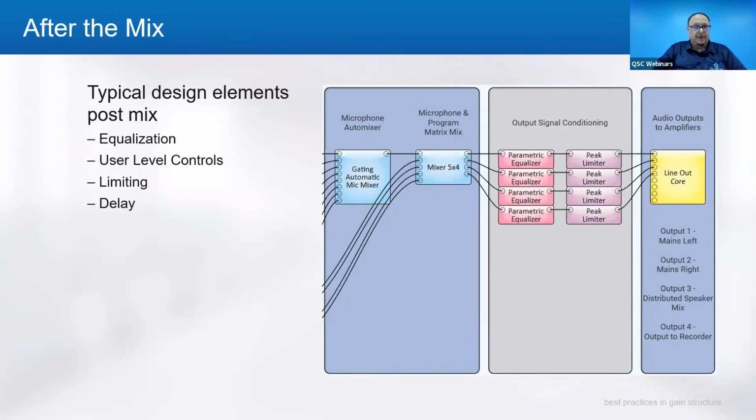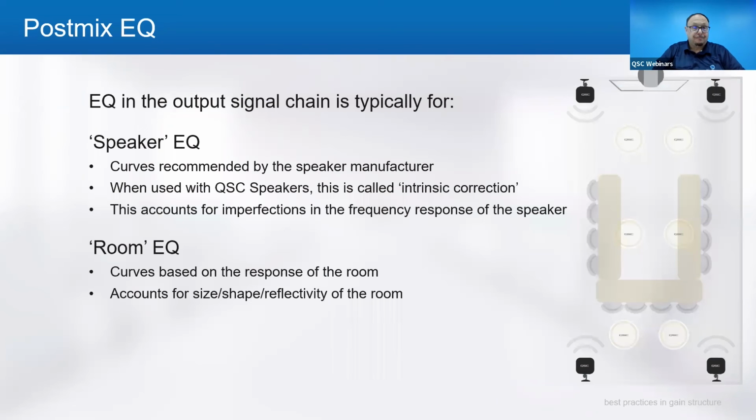Then typical design elements that you place afterwards, you'll go through your gating auto mixer and then your program, and then you come back out and you've got your output signal conditioning. So this parametric EQ would be what you would use to go out to your loudspeakers, or maybe if you're going out to a recording device or something like that. And also the peak limiter is in there as well. Post mix EQ in the output signal chain is typically for a speaker EQ, so you can use the curves recommended by the speaker manufacturer. If you're using Q-SYS speakers and you're using either our analog or our digital amps, you can use the intrinsic correction blocks in there.